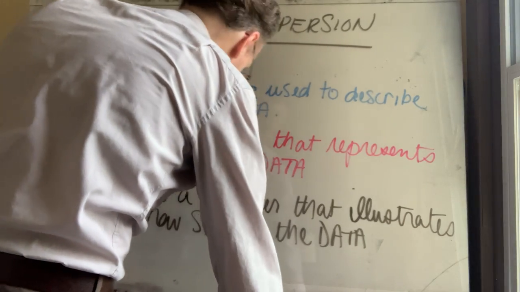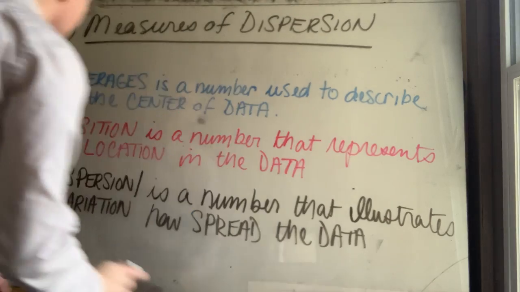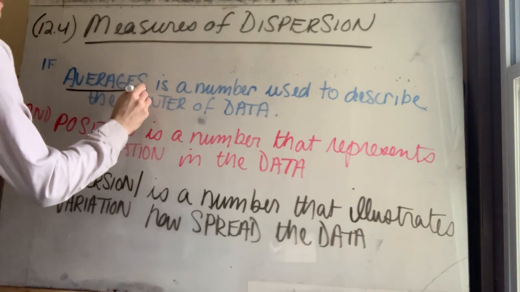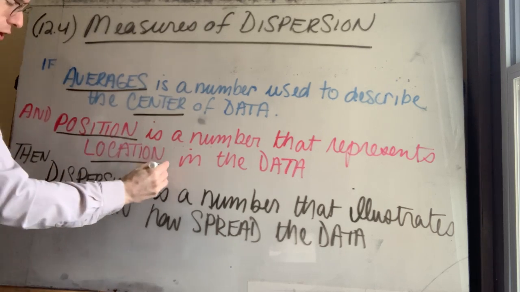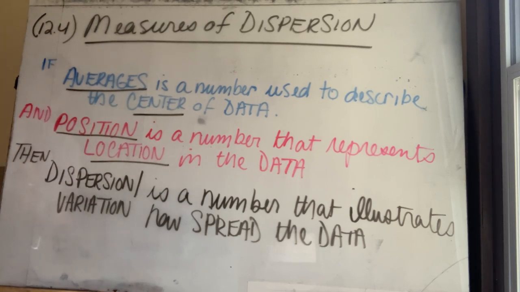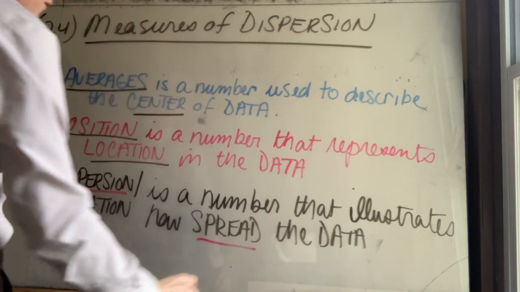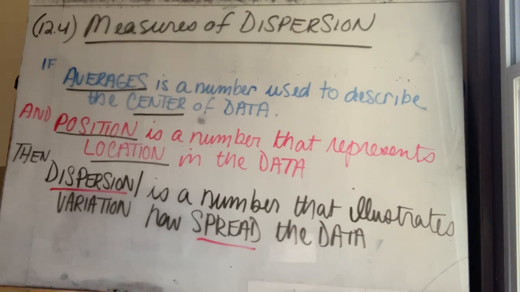Okay. So, just to emphasize, when you think averages, think center. When you think position, think location. It is a point. And dispersion, spread. That is as concise as I could possibly get it. If average is a number used to describe the center and position is a number that represents location, then dispersion is a number that illustrates variation, how well varied, how spread out the data is.